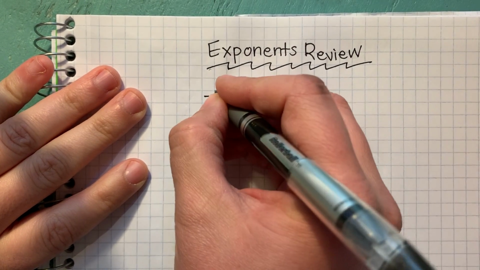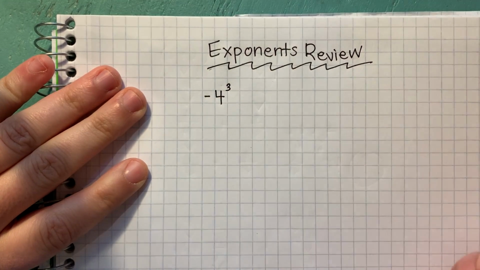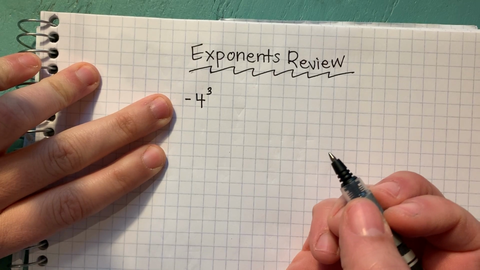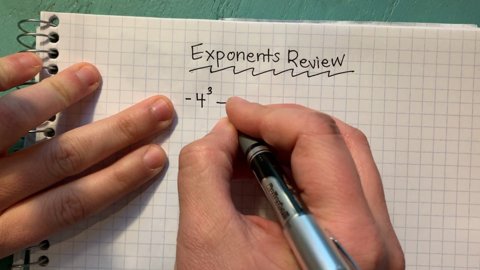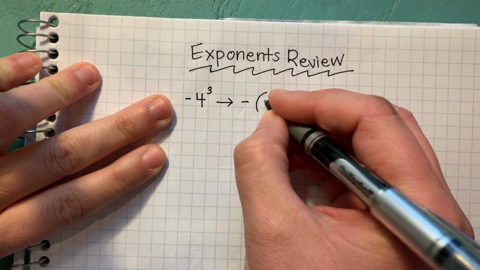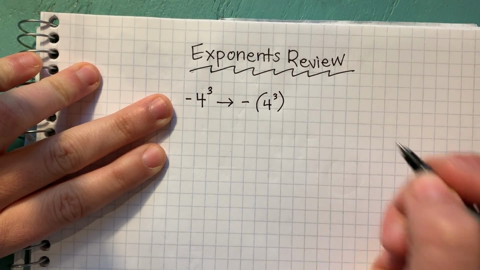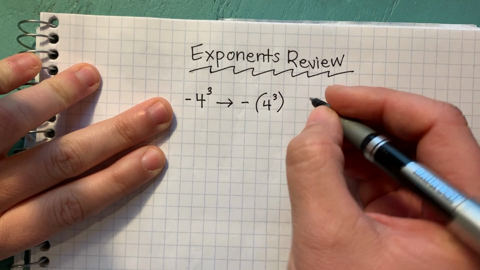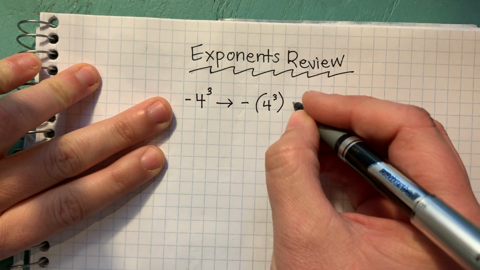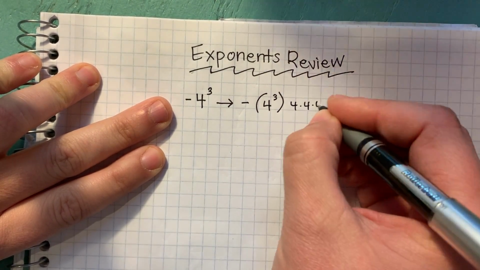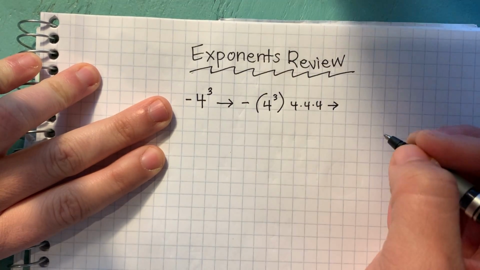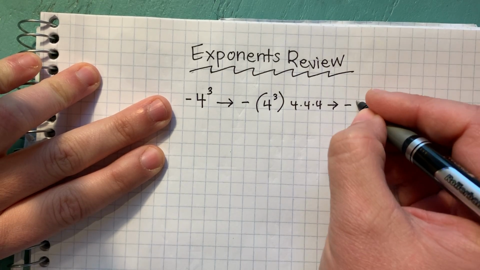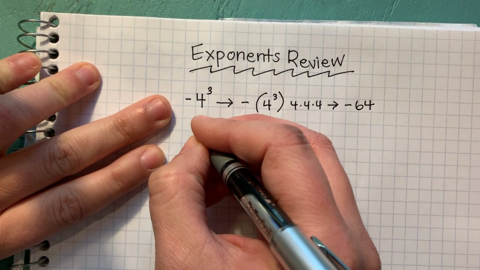So the first thing I'm seeing is mistakes that happen when we have a negative sign in front of the base. What that negative sign means is you're making that whole value negative at the end. So whatever 4 to the third power is, which is 64, because it's 4 times 4 times 4, you're going to make that negative at the end. So negative 64.